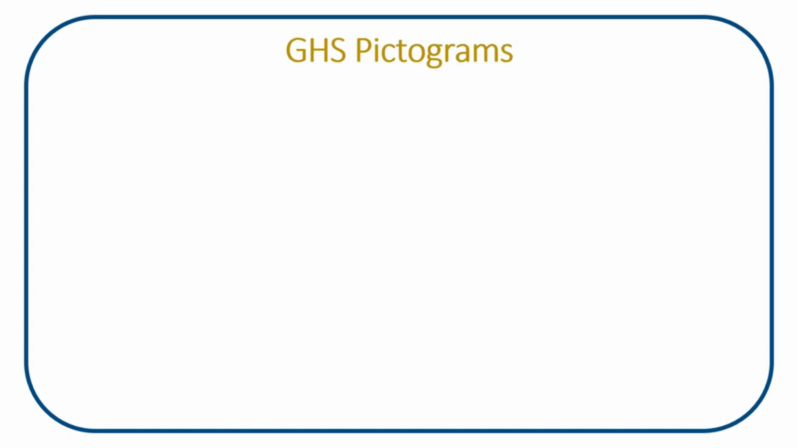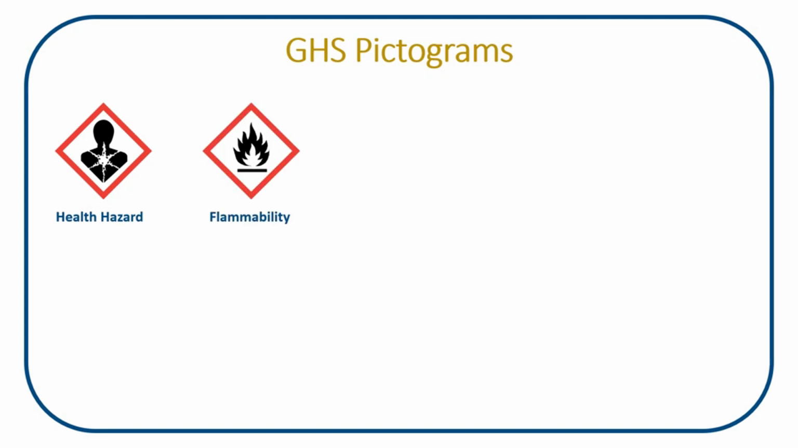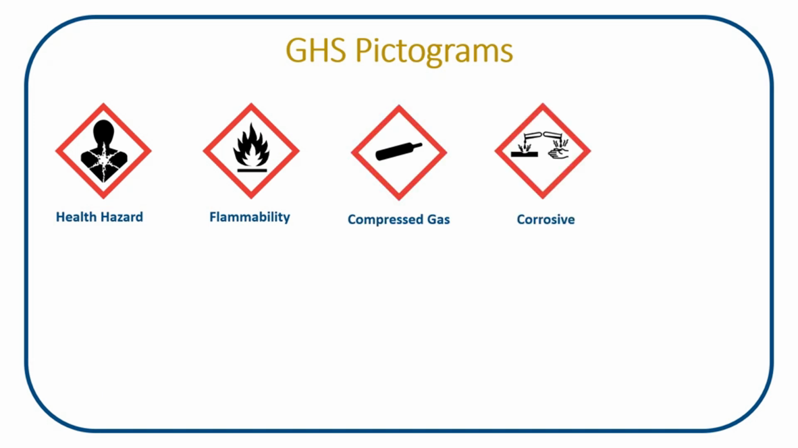Before turning our attention to chemical labels, we're going to look at some of the pictograms published by the globally harmonized system that communicate particular hazards of materials. So we're going to look at 9 pictograms. This one indicates a health hazard. This pictogram indicates that we have a flammable material. We have a pictogram for a compressed gas. We have one for a corrosive material.